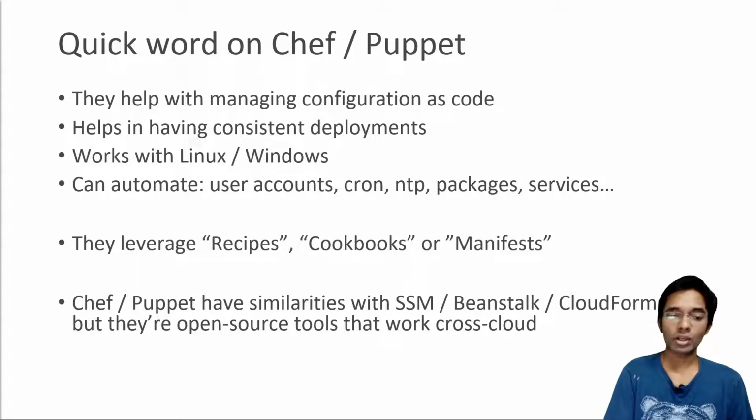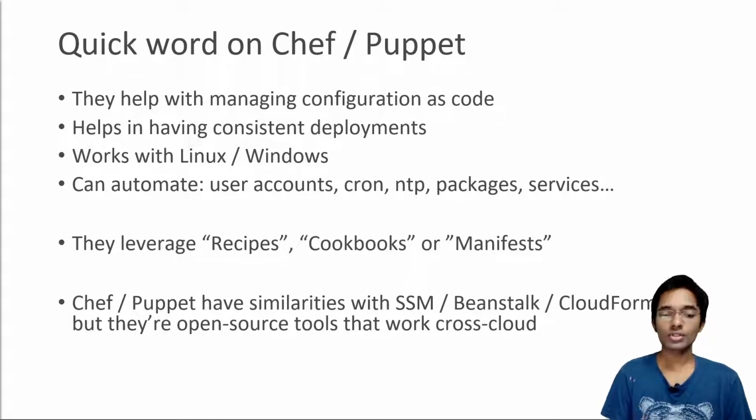They have some similarity with other services such as SSM, Beanstalk, and CloudFormation. But as I said earlier, they are open source tools. They work cross-cloud. So when your company migrates to AWS, if it has already made the decision to go all in on Chef and Puppet, then OpsWorks is going to be a natural fit.